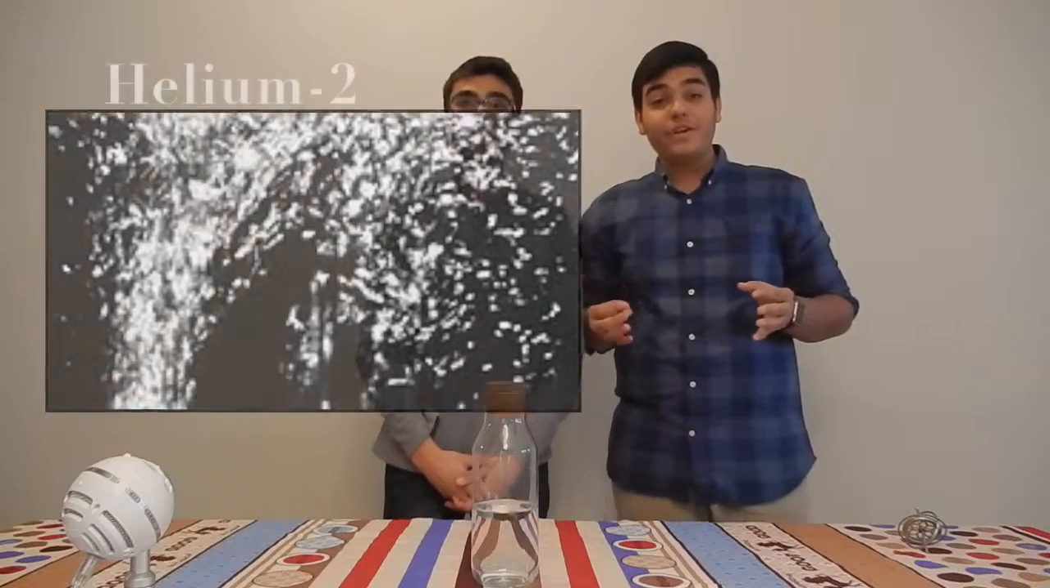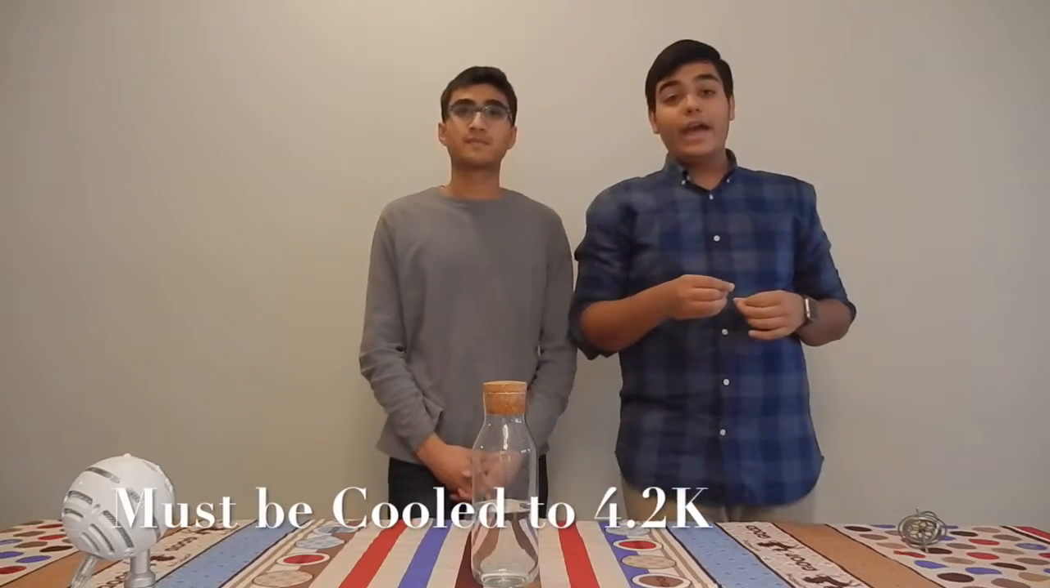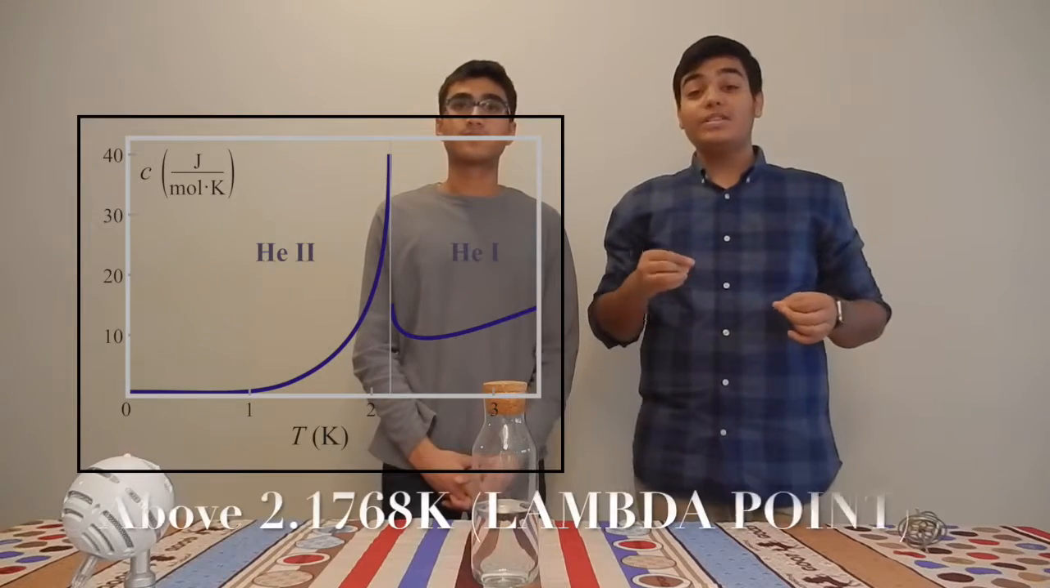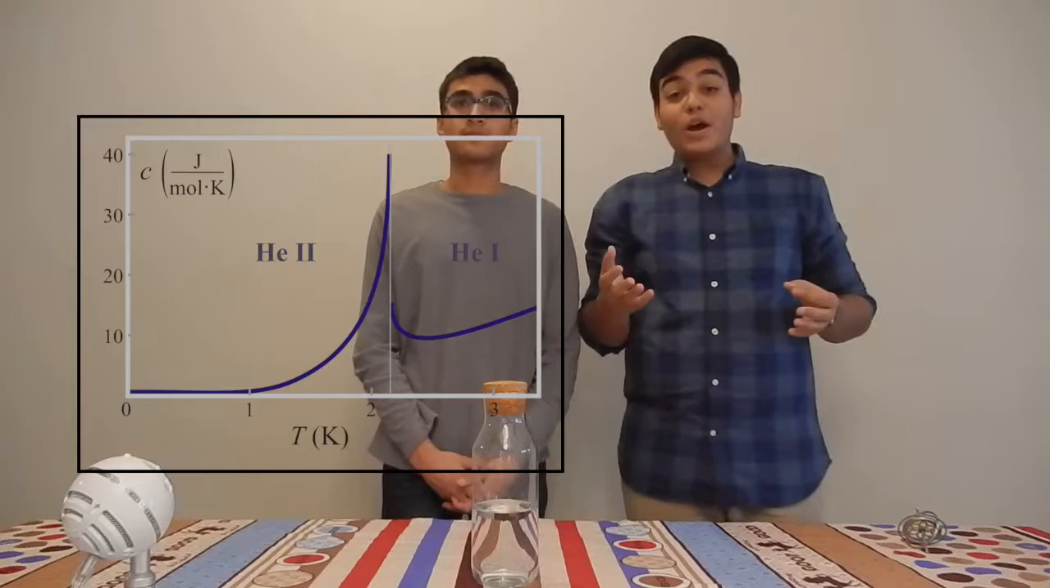Now, the helium-2 superfluid is created by cooling helium to 4.21 Kelvin, and above a temperature of 2.17 Kelvin, called the lambda point for helium, this process creates the colorless liquid called helium-1. When cooled below the lambda point, part of the liquid enters a state called helium-2, which makes it a superfluid.